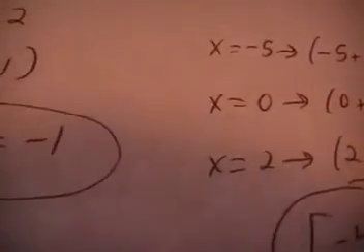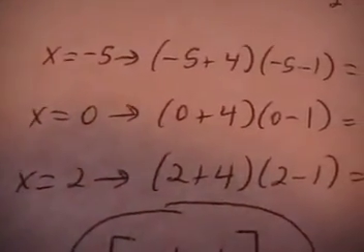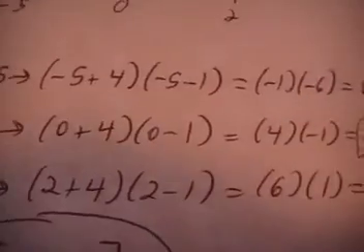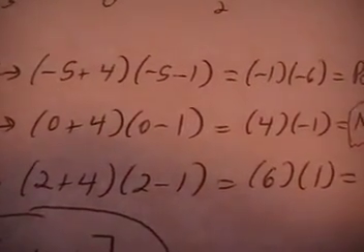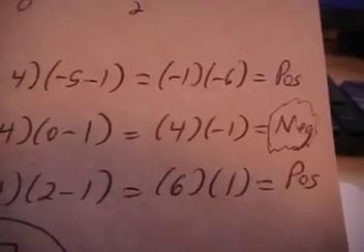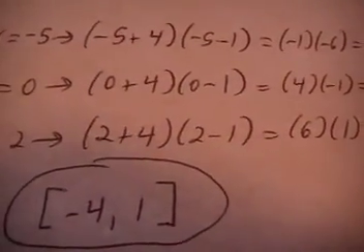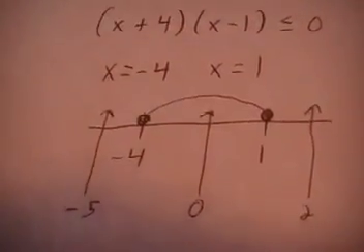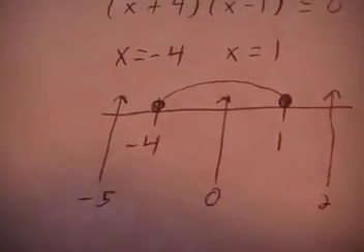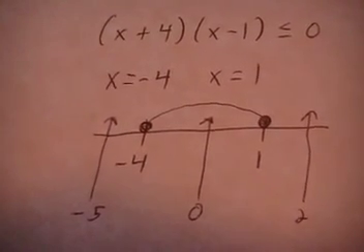Do the same thing with 0 and 2. Plug in 0, plug in 2, just do the calculations. The second one turns out to be 4 times -1. That is negative. That's what we were looking for, negatives. The third one is 6 times 1. That's positive. We don't want that. So out of the 3 sections, it turns out only the middle section is good for us.